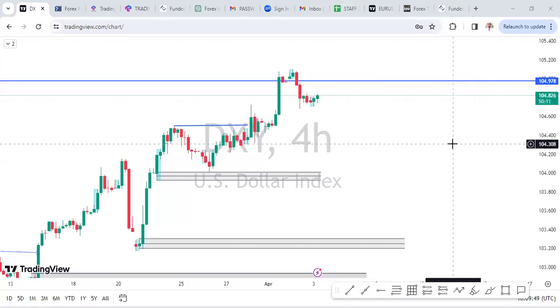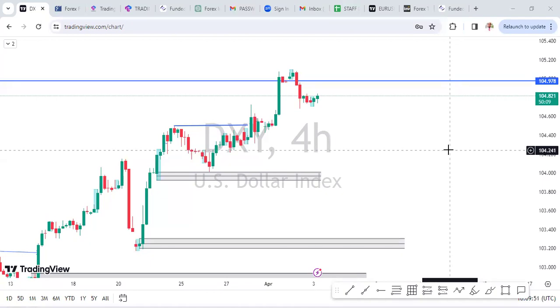When the dollar is strong or weak, it will most surely have a correlation on the currency pairs. For example, when the dollar is strong, you look for opportunities to sell currencies like GBPUSD, EURUSD, AUDUSD, NZDUSD. But when the dollar is weak, we have the opportunity to buy those currencies.